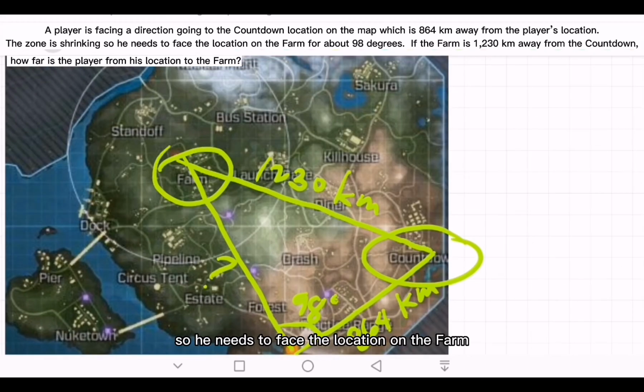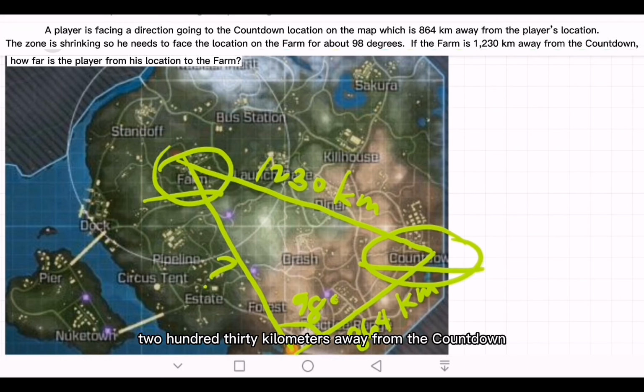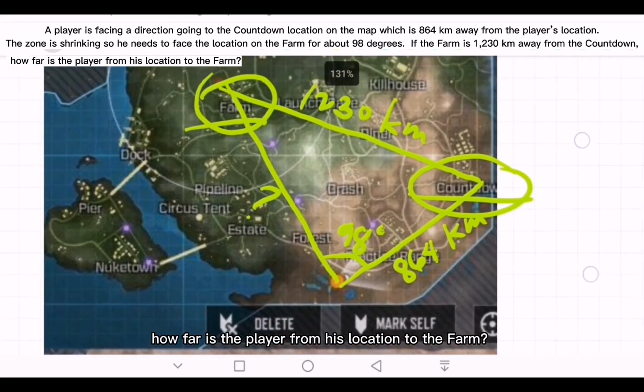So he needs to face the location on the farm for about 98 degrees. Okay, so if the farm is 1,230 kilometers away from the countdown, how far is the player from his location to the farm?